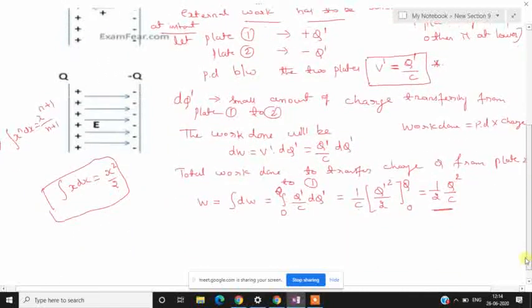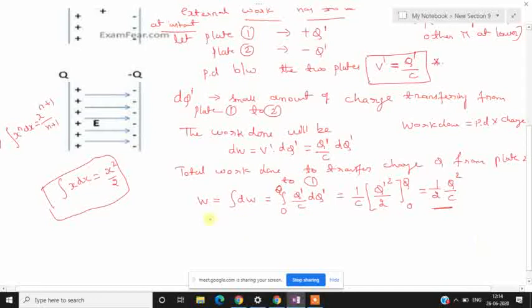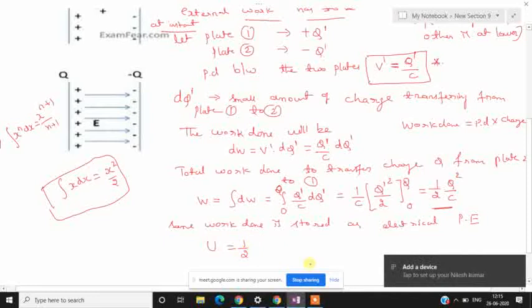So that is 1 by 2 q square by c. Now this is an expression of the work done, which is stored as an electrical potential energy. This same work done, what I got now, is stored as electrical potential energy. That is normally represented by U. So we represent that potential energy as U. So U will be equal to 1 by 2 q square by c.